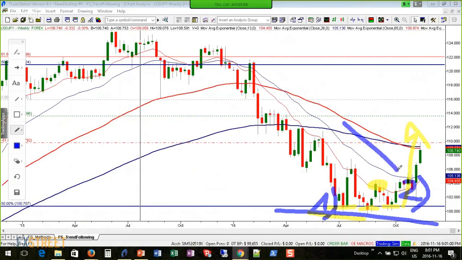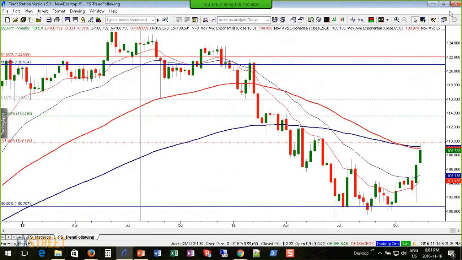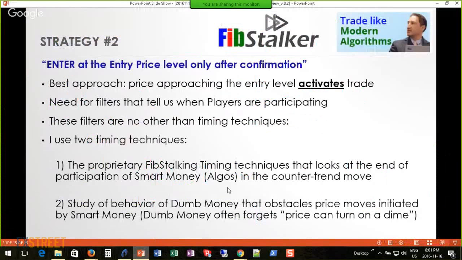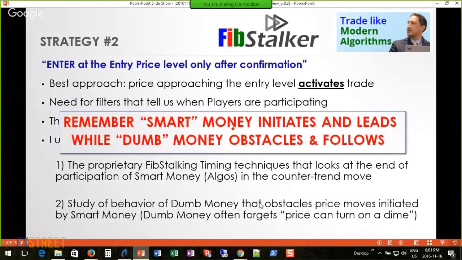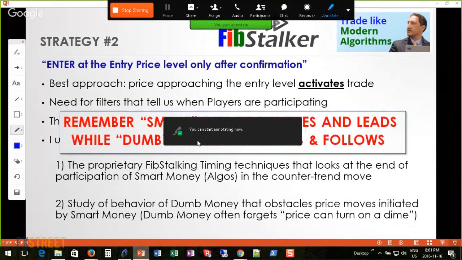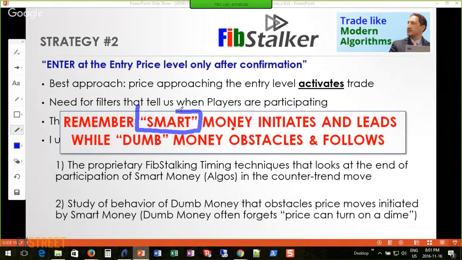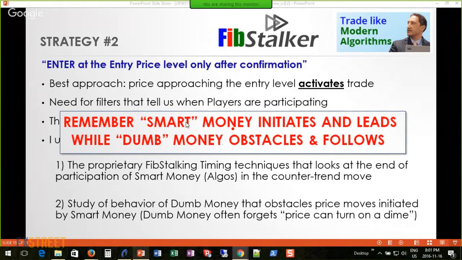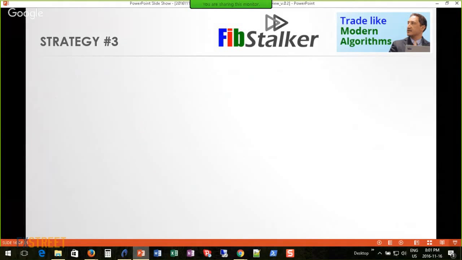Okay, initiation, leading. So this is a representation of what I'm trying to say here. Studying the behavior of dumb money, the obstacles, prices just showed you moves that are initiated by smart money. And always remember this: smart money initiates and leads, while dumb money obstructs and follows. So who do you want to follow, right? As I mentioned before, I want to stalk what smart money is doing, because smart money leads, and we can see this on charts as well.